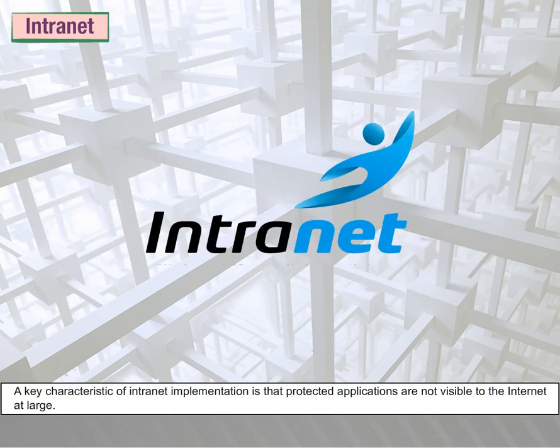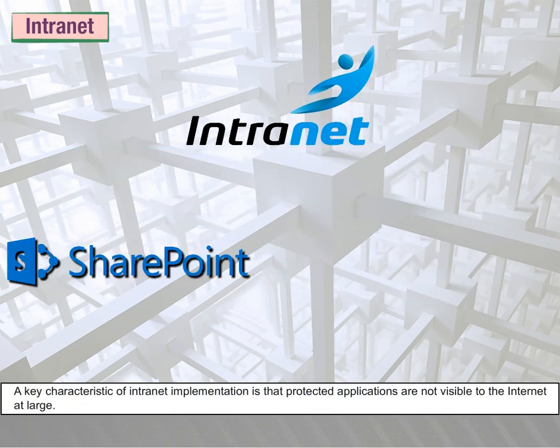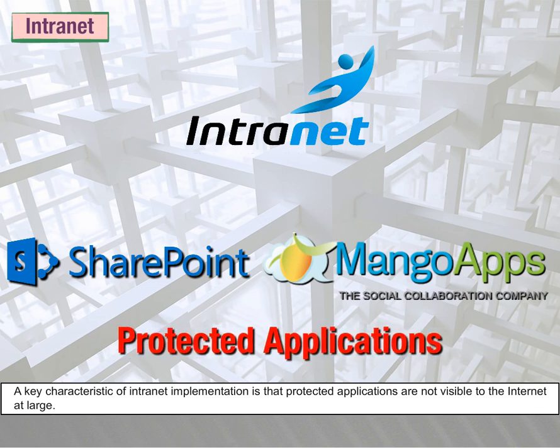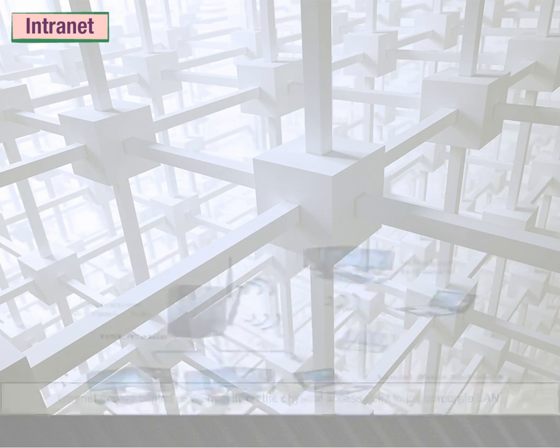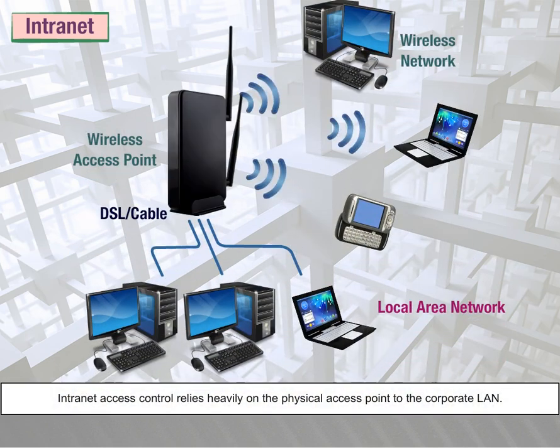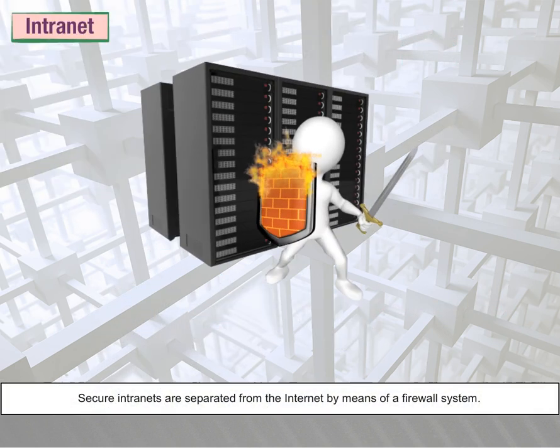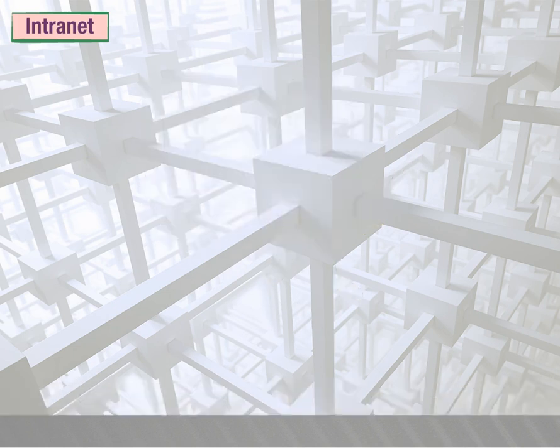A key characteristic of intranet implementation is that protected applications are not visible to the Internet at large. Intranet access control relies heavily on the physical access point to the corporate LAN. Secure intranets are separated from the Internet by means of a firewall system.